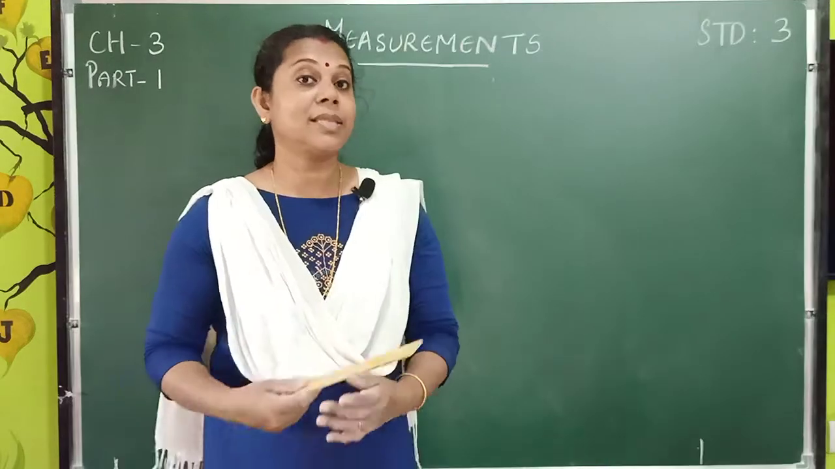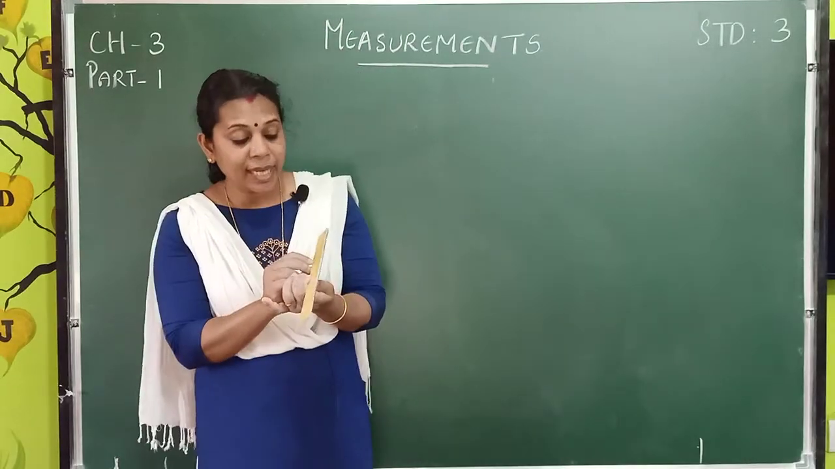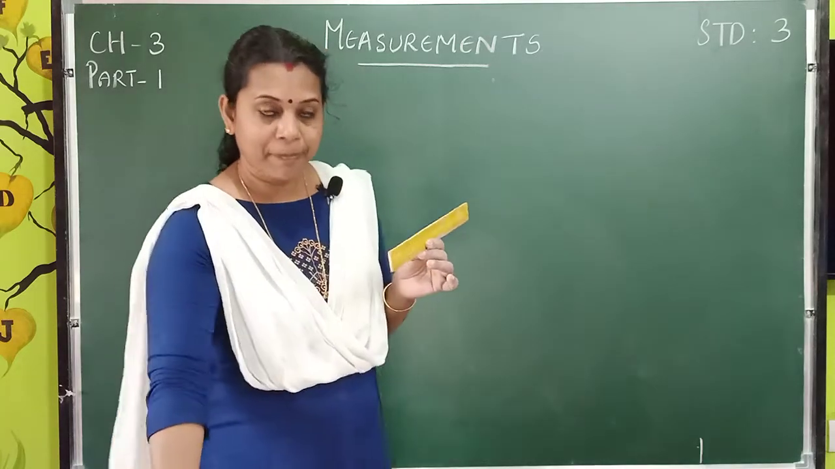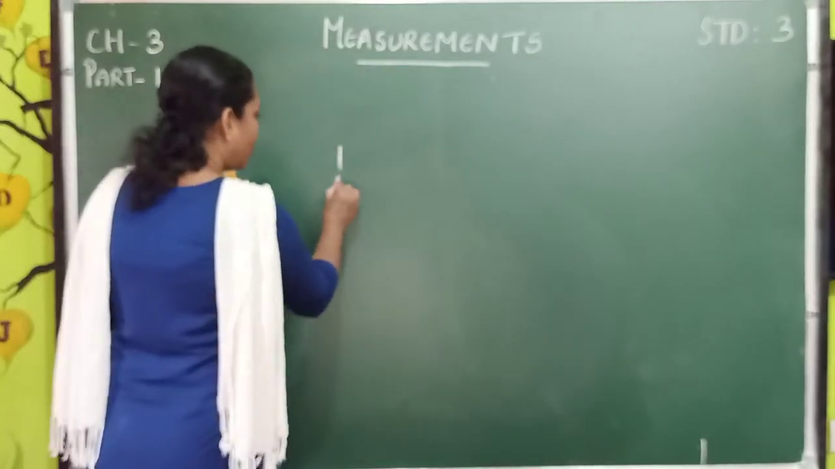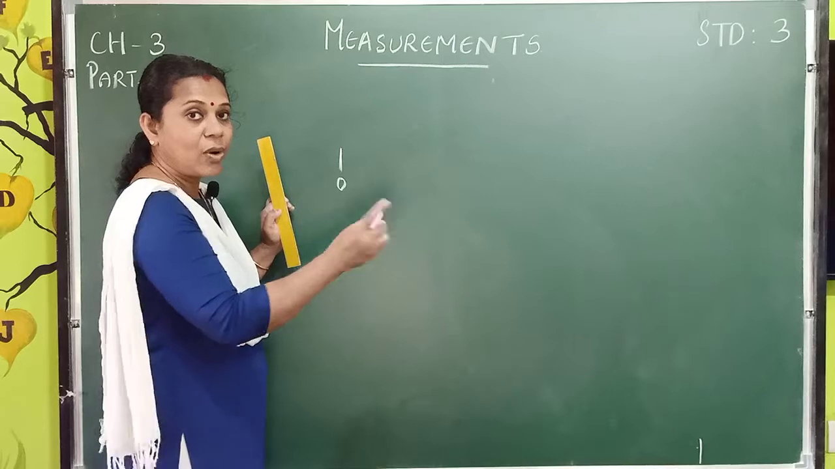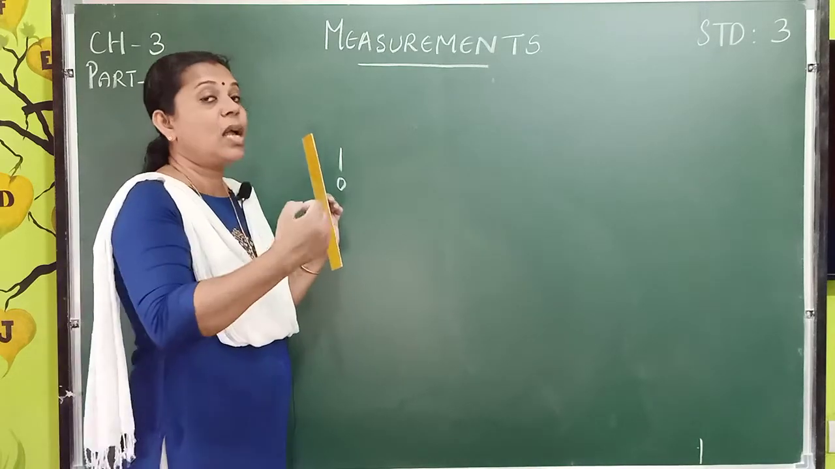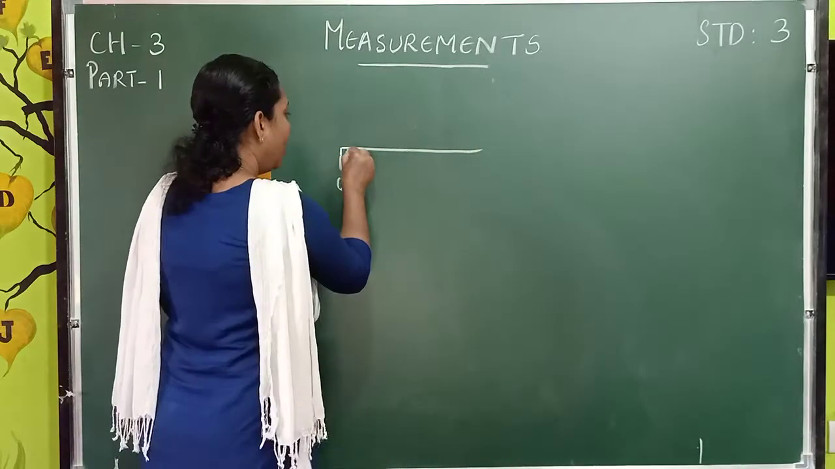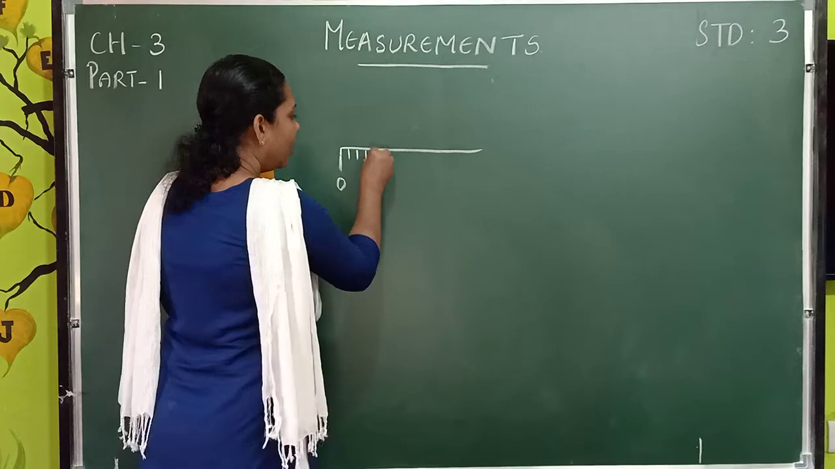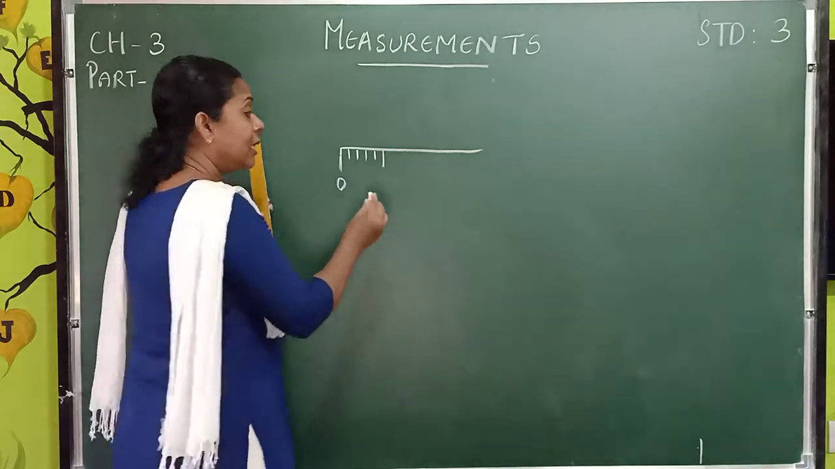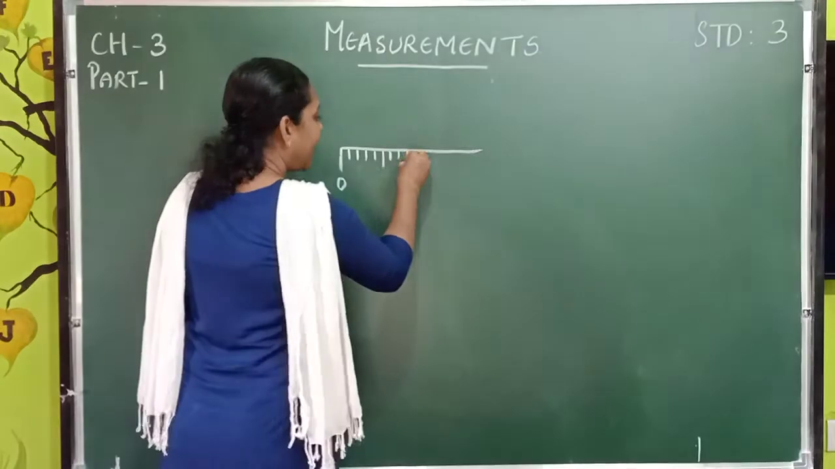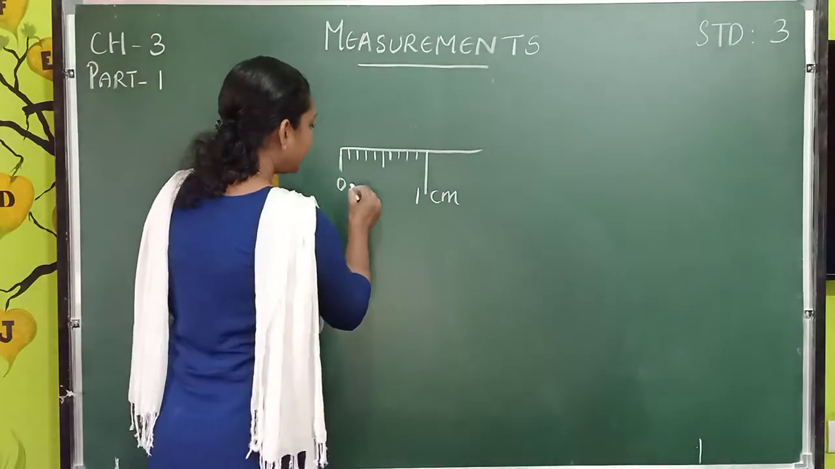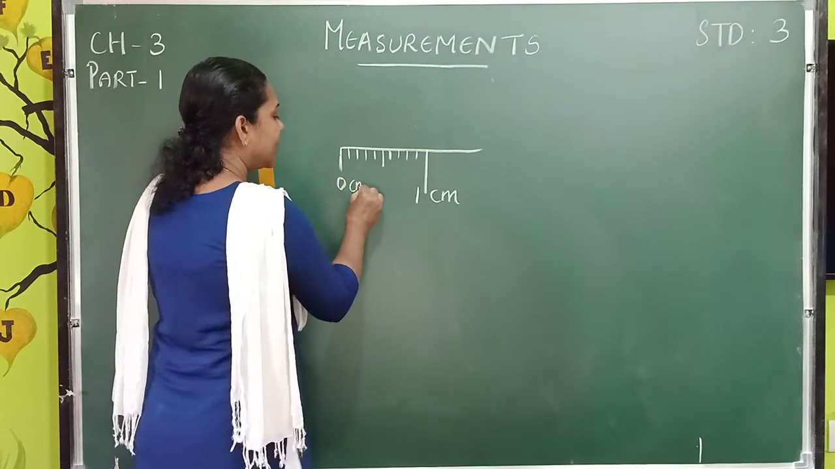Take the scale from your pouch. The scale has cm on its side. Okay, cm, 0. How many lines are there up to 1 cm? CM is centimeter. Suppose this is the scale. 1, 2, 3, 4, 5, a little long line, then 6, 7, 8, 9, 10, and then you get 1 cm. This is 0 cm.